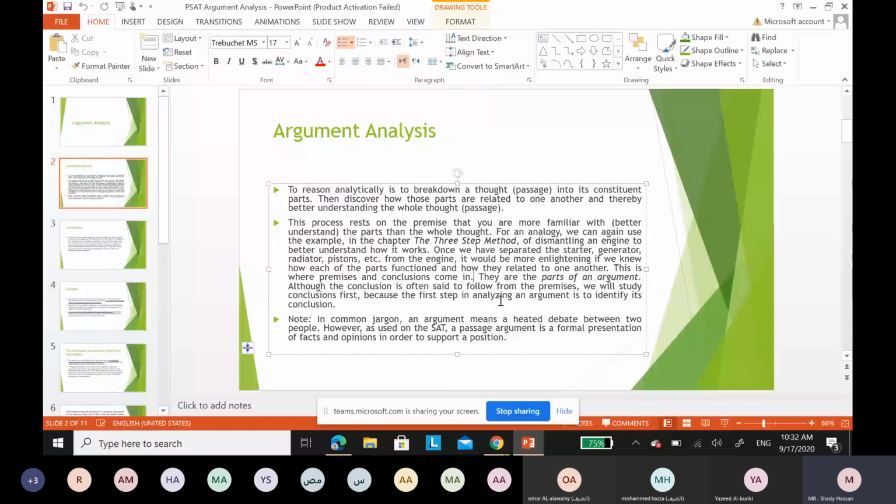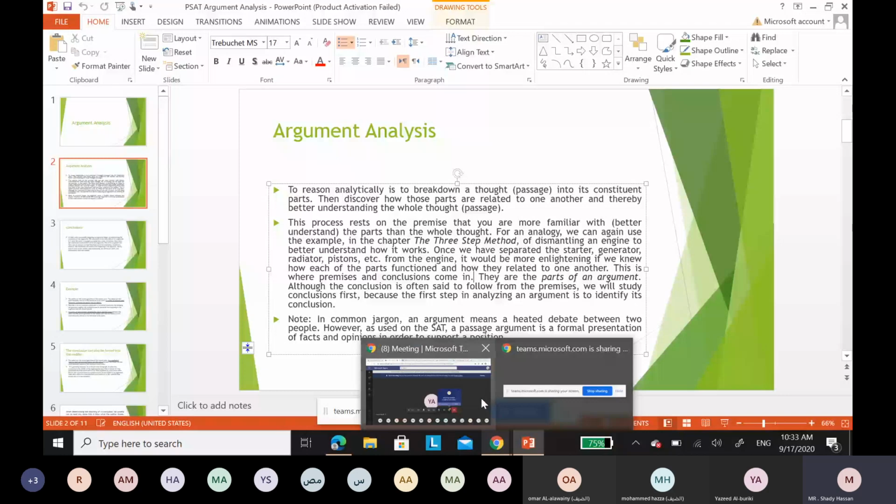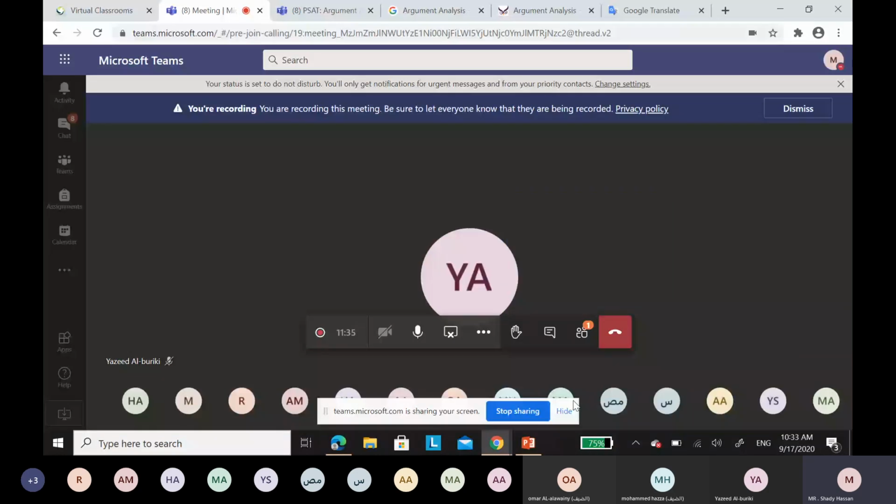Well, here actually it's not the ordinary essay. You're going to find the conclusion by the end of the essay. Here somehow it's different. I'll tell you how. In common jargon, an argument means a heated debate between two people. However, as used on the SAT, a passage argument is a formal presentation of facts and opinions in order to support a position. As I told you, you don't have to wait until the last part of the essay in order to get the conclusion.